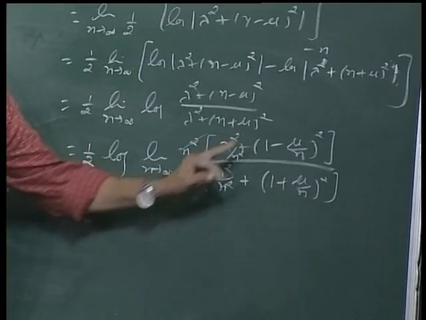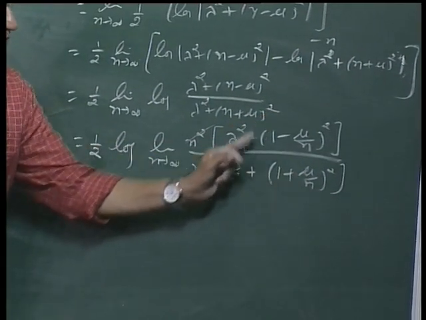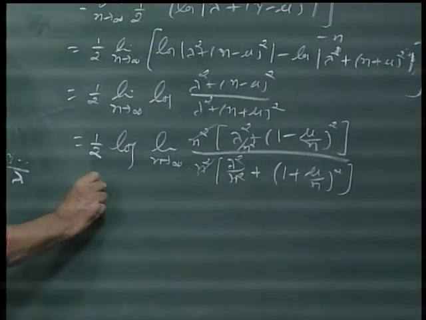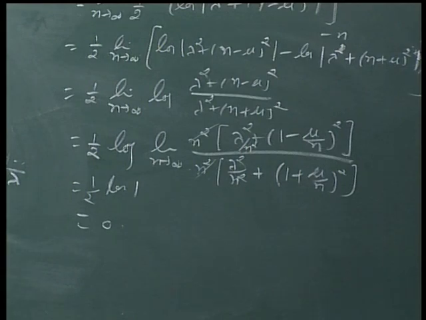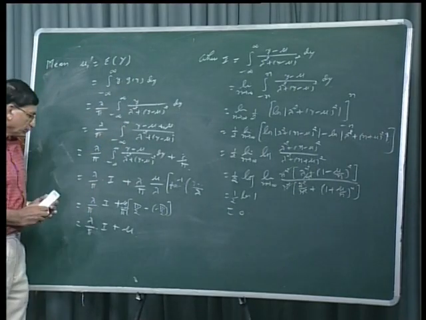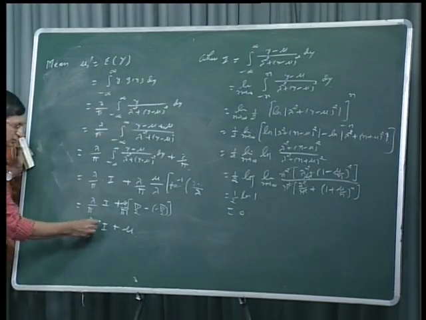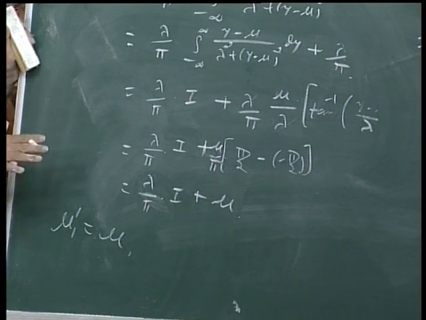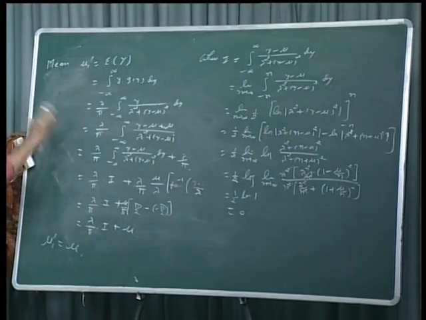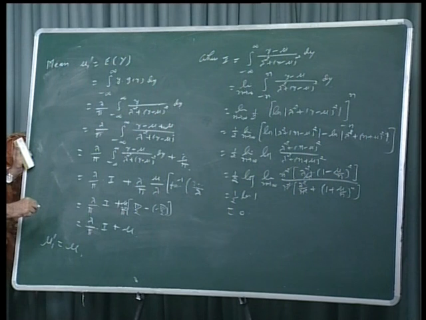So this is 0, these two are also 0, ultimately 1 upon 1 means 1, and log of 1 is equal to 0. So that conventional value of I is 0. So ultimately this is 0, and therefore mean mu 1 dash is equal to mu. So this is not the exact value. Actually mean of this distribution does not exist. But if you go for its principal value, then this is the conventional mean.